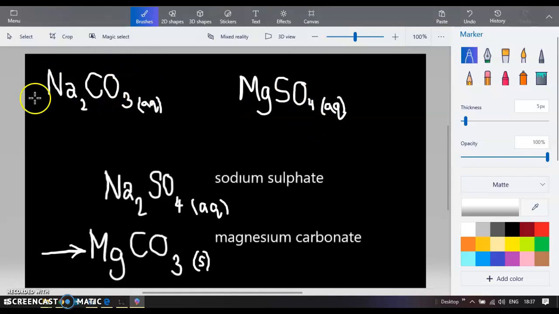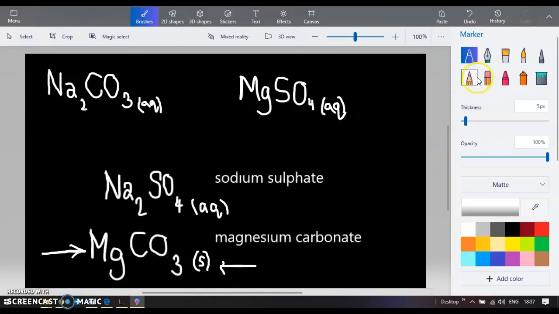So you can see over here, sodium carbonate is one of those soluble carbonates. On the right hand side we've got magnesium sulfate. All sulfates are soluble, it's not calcium or barium or lead. One of the products that happens to form is sodium sulfate. Again, it's another sulfate. It's fine, it's soluble, but the magnesium carbonate is the insoluble salt.